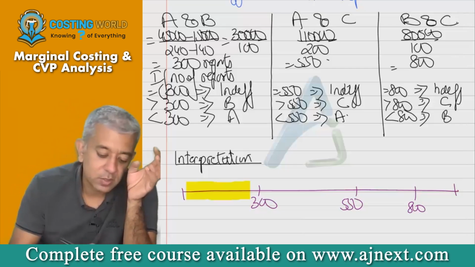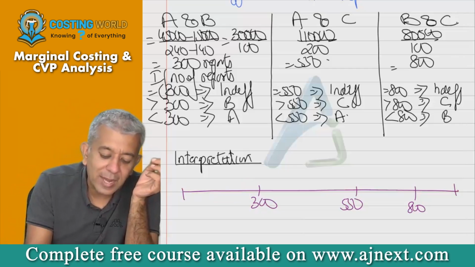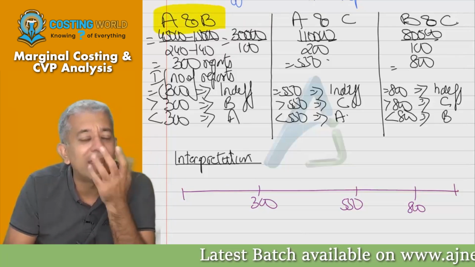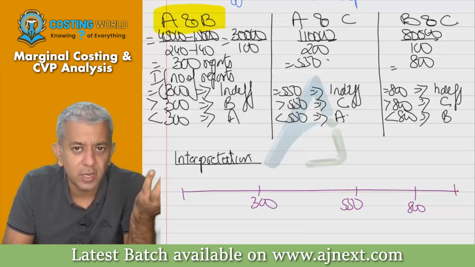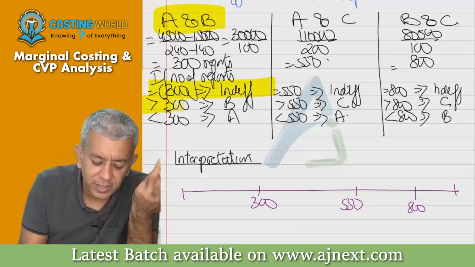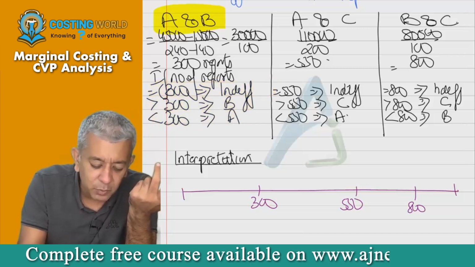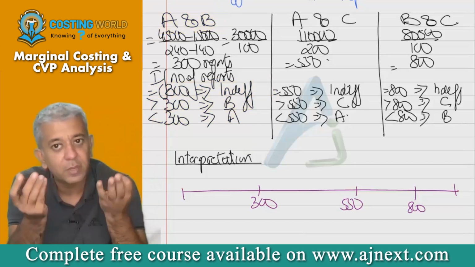3 machines. See, suppose you only had 2 machines, say A and B, then I don't need to teach you anything. That was already taught in the last question. Exactly 300, you are indifferent; greater than 300, B is better; less than 300, A is better. At that time it would be very simple, but ultimately you all have 3 machines.